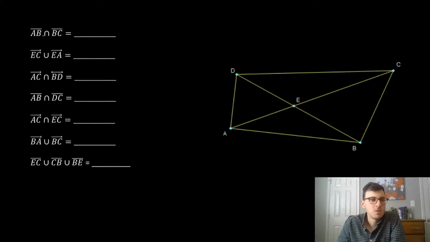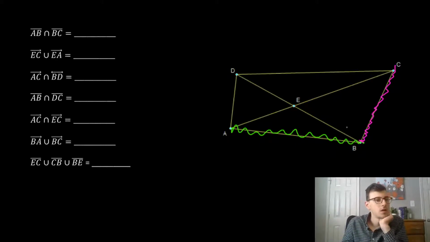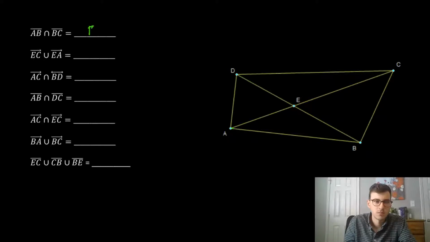So let's look at this. We have AB, the segment AB, intersected with the segment BC. So here's AB down here, and then here's BC right here. Okay, so what do these two have in common? They have this point B in common, right? So the intersection of AB and BC is point B.